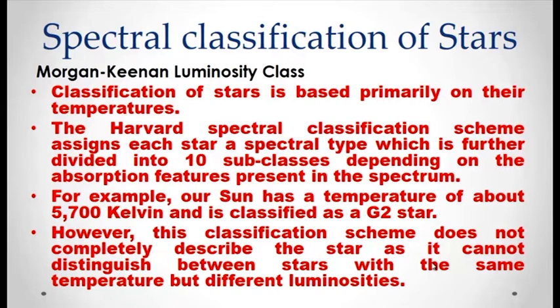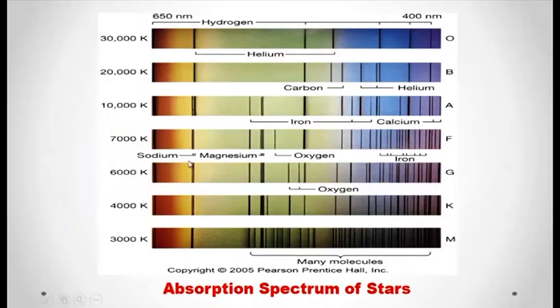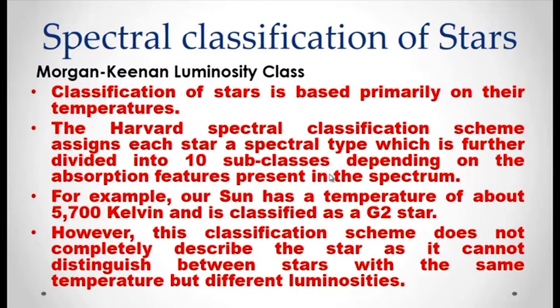So the Harvard spectral classification scheme assigns each star a spectral type, which is further divided into 10 subclasses depending on the absorption features present in the spectrum. For example, our sun has a temperature of about 5,700 Kelvin and is classified as a G2 star. So here you could see the spectrum of a G class star. This G class itself is further divided into 10 classes. In those 10 classes, our sun comes under the second class, G2 category of stars.